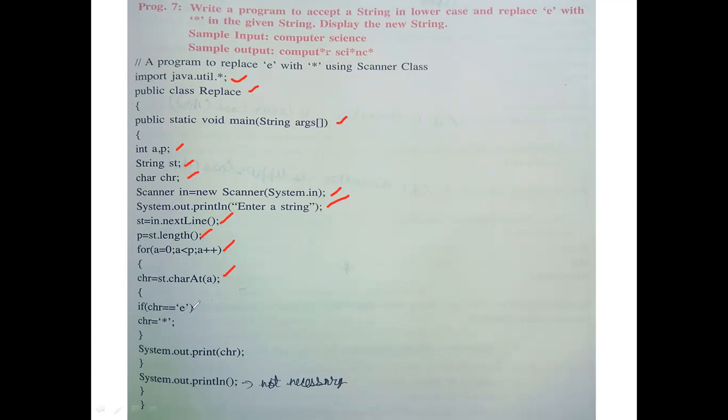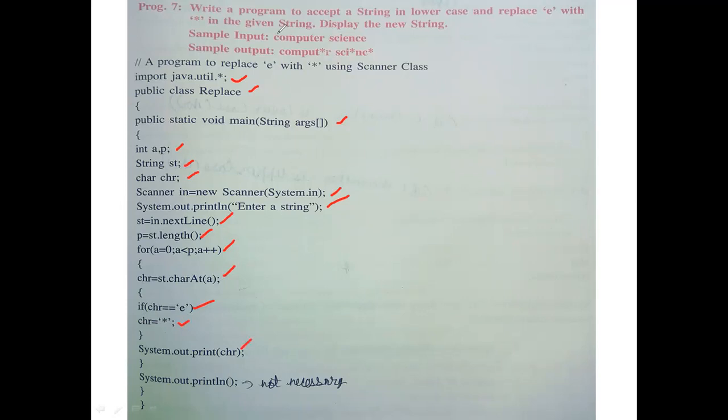Check if the character is E. If CHR is equal to E, what we do? We make it as star. If it is E, then only make it star, right? Before going to loop, print that character.